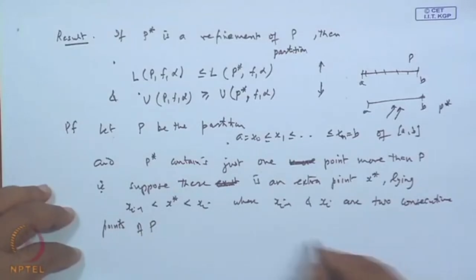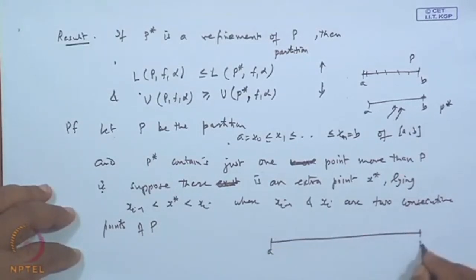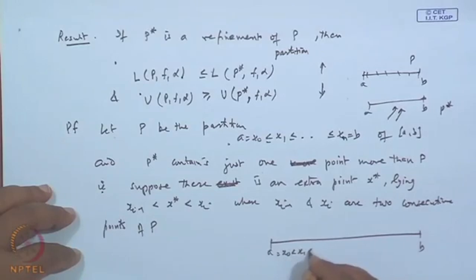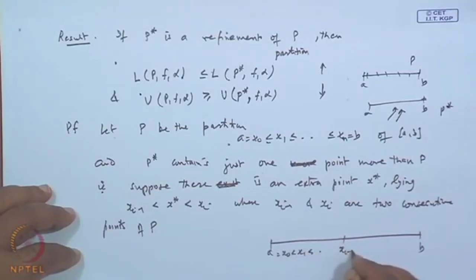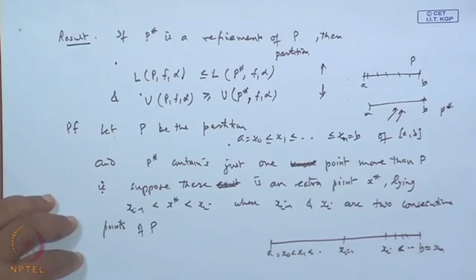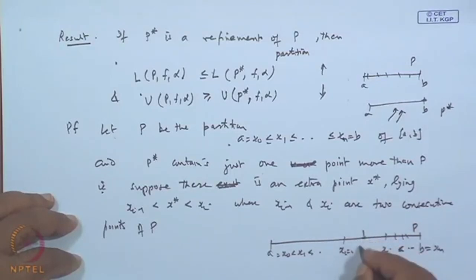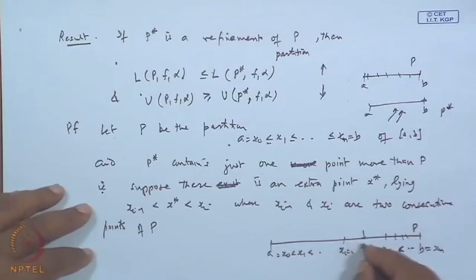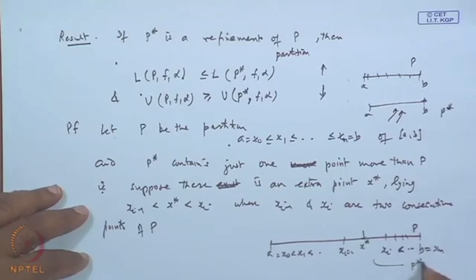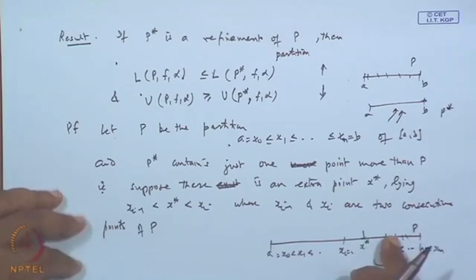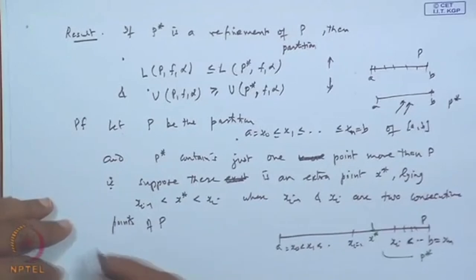So, what we are doing is that this is our interval AB. Here we are having the partition x 1, x 2, x n. Here is x i minus 1. This is say x i, and then x n is this, like this. Now, this is our partition P. Now, we are just adding one more point, say here x star. So, this new partition becomes P star, and it is the refinement of P. So, clearly P star is the refinement of P.